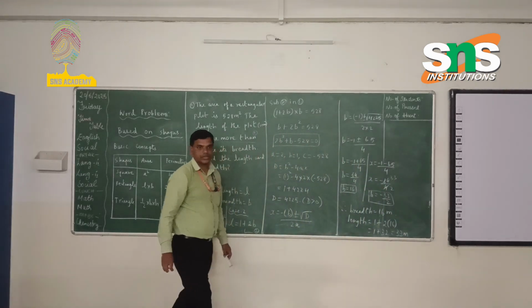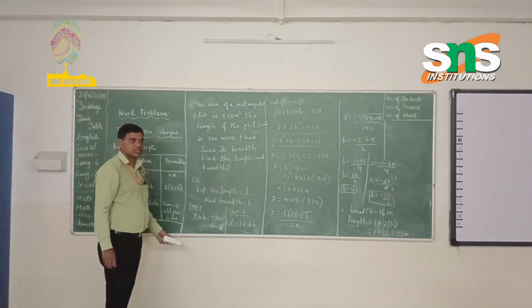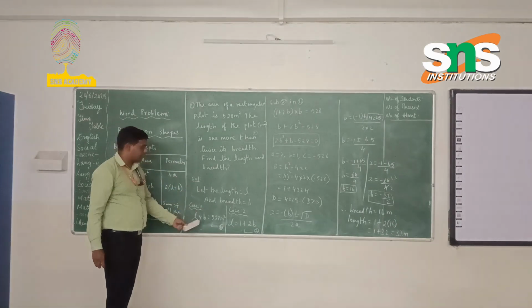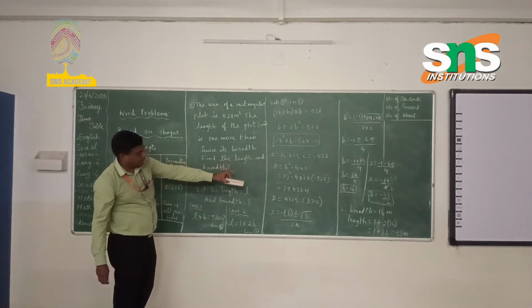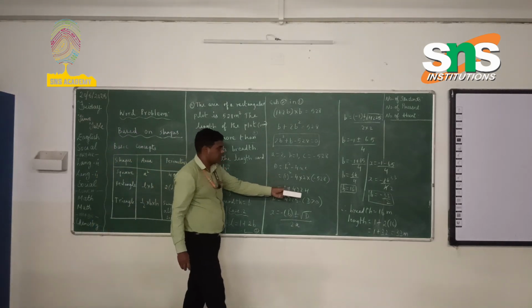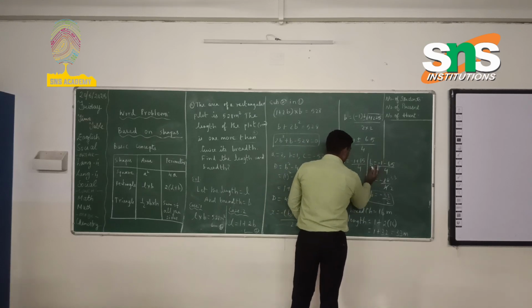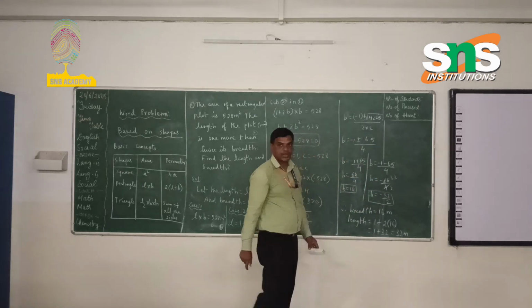Okay. You understood this? Any doubt on this? You understood how we frame the equation? This is the way you should frame the equation, and there are two values. The negative value is not supposed to be considered for area.